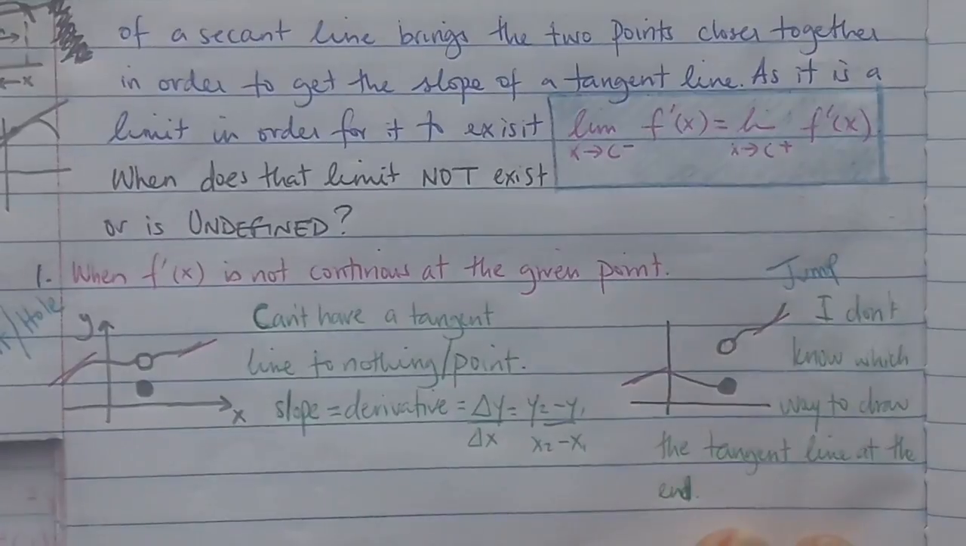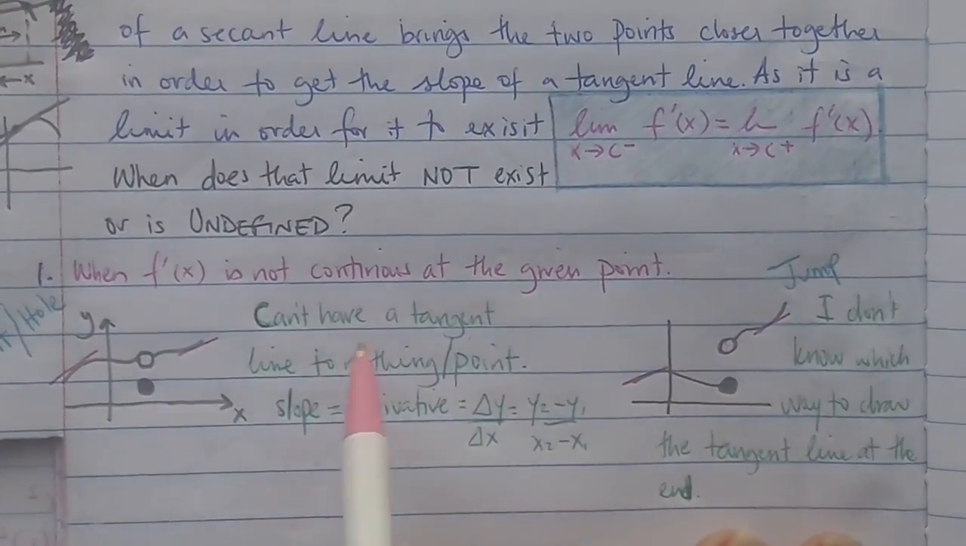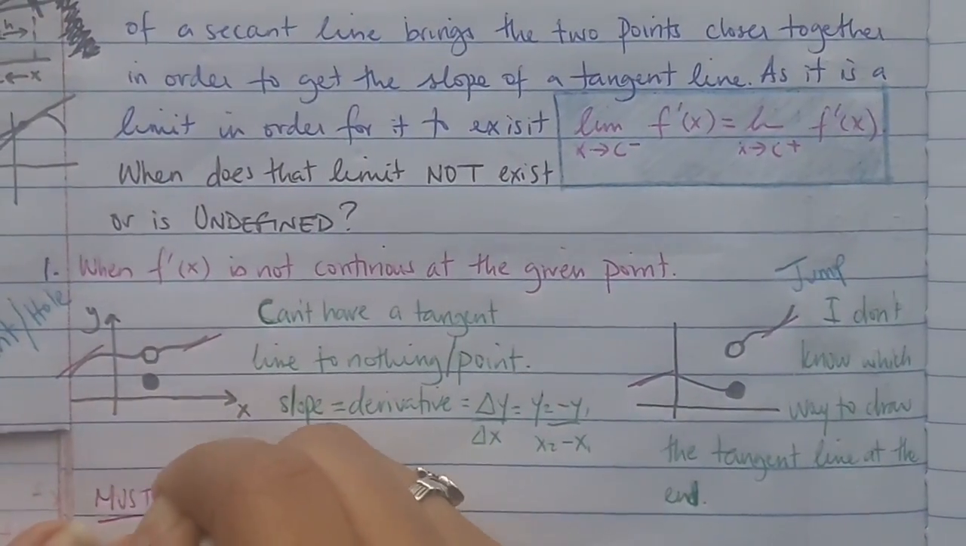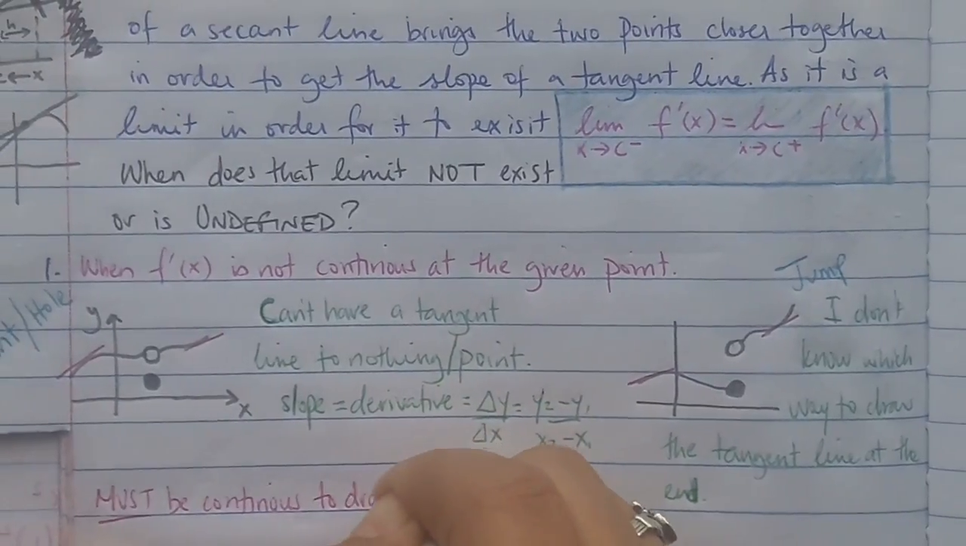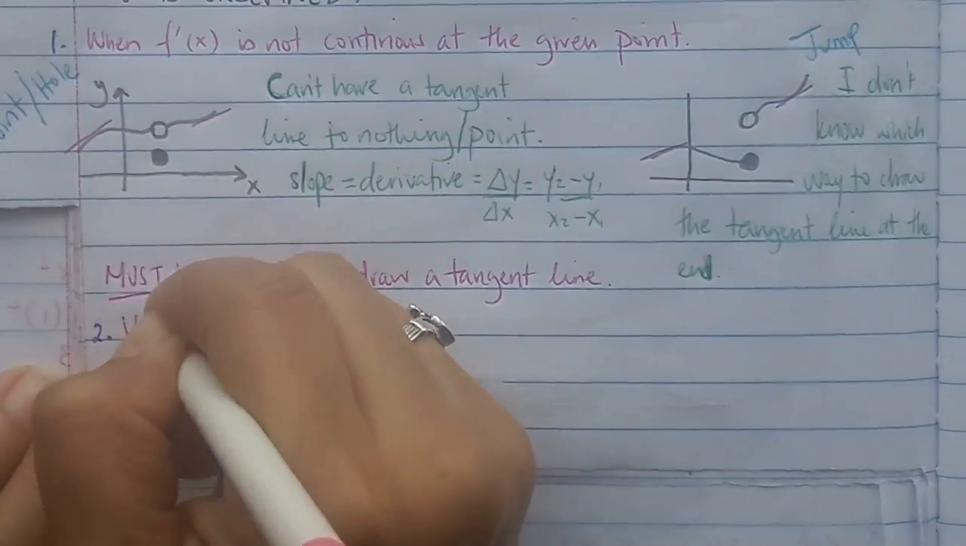Right, so this is just a couple of examples as to why it has to be continuous, because these are all discontinuities. So in summary, must be continuous to draw a tangent line. This is a listening check. Circle the word must.